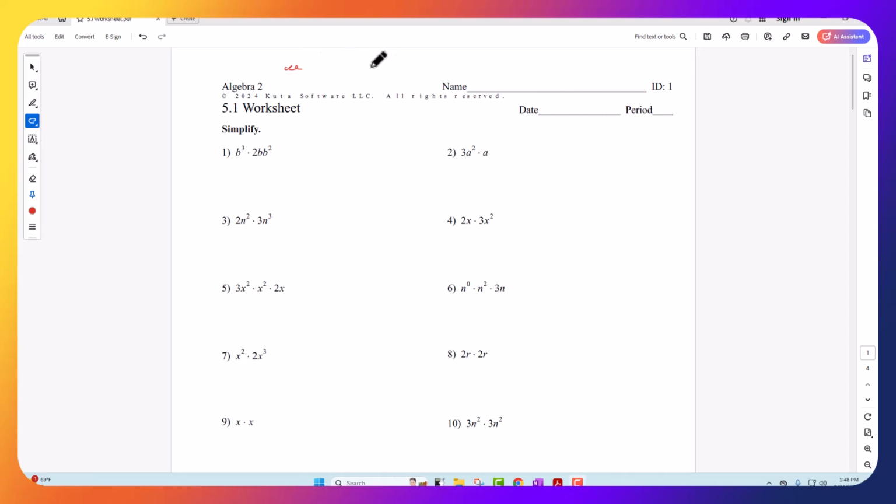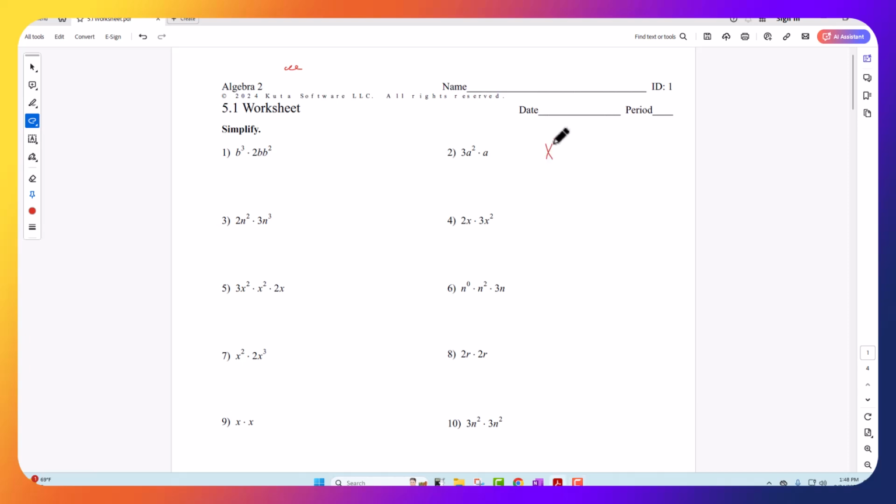Hey guys, so this is the 5.1 worksheet. I'm going to be gone for some of you, so I want to make sure you have a basic idea of the outline and the rules and the things that we're trying to deal with. There are a few properties that we need to talk about, and I'm just going to do them off on the side here, and then we'll pick some problems to talk about.